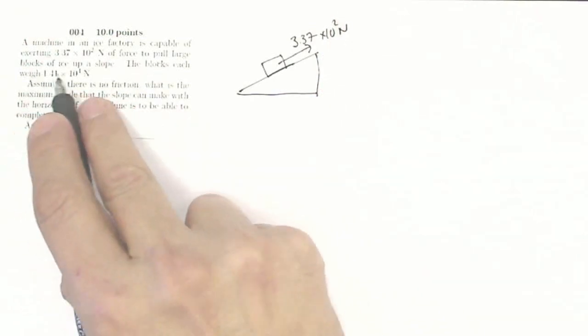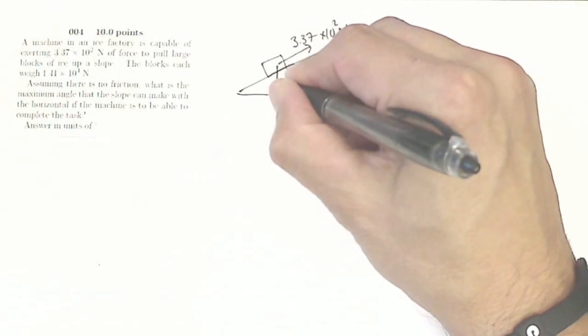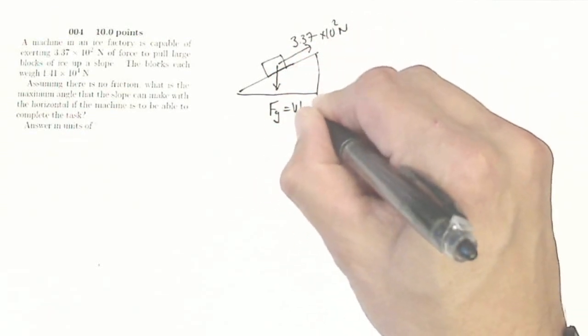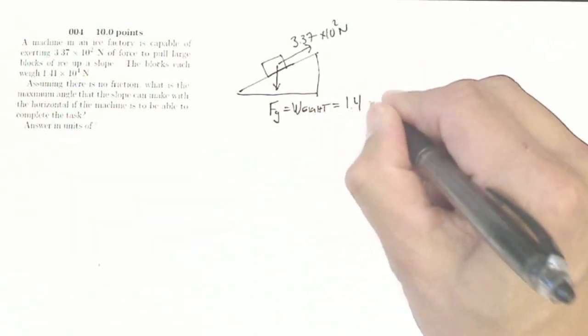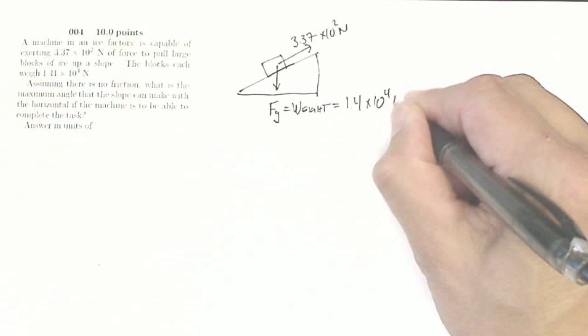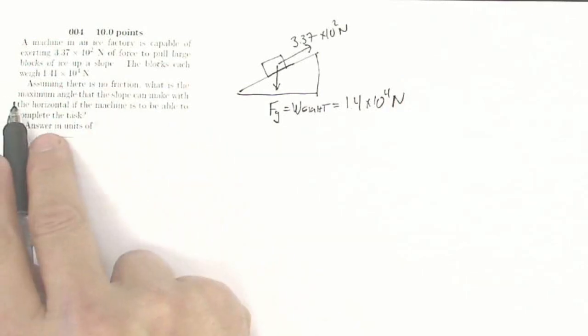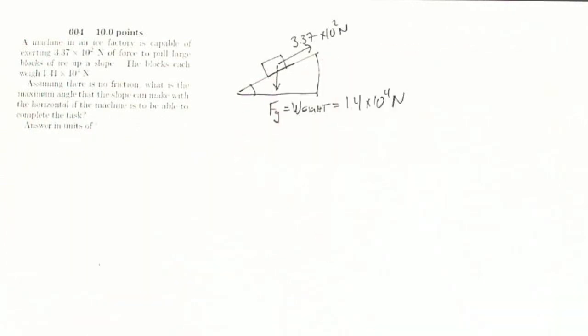The blocks each weigh 1.4 times 10 to the 4th newtons. So the weight is the force of gravity, so the force of gravity is 1.4 times 10 to the 4th newtons. Assuming there is no friction, what is the maximum angle that the slope can make with the horizontal? So I want this angle where somehow this is all going to work out.